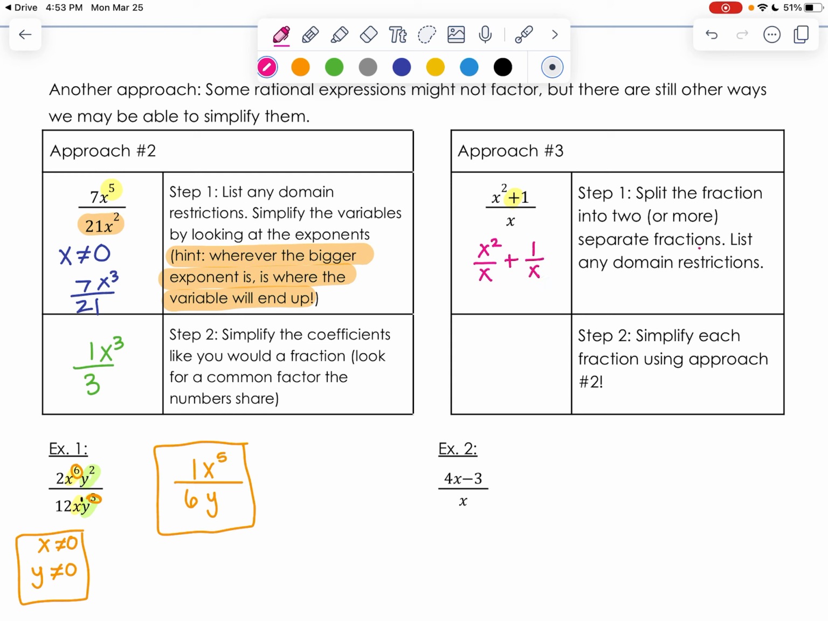We're basically doing the opposite of adding fractions. Do you know that you can add fractions if they have common denominators? Well, I could also work backwards and split them up into separate fractions with common denominators. Now, looking at these fractions, they both have x in the denominator, so that tells me that the domain restriction is that x cannot equal 0.